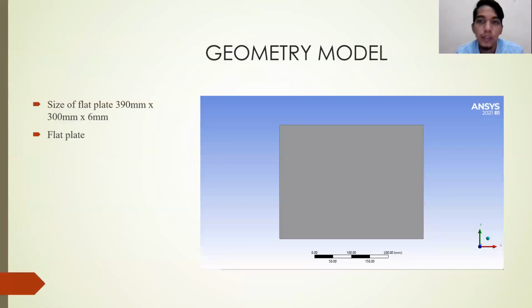So this is the geometry model for the flat plate. The size of the flat plate is 390 mm times 300 mm times 600 mm. This is the geometry model that has been created using CATIA V5.